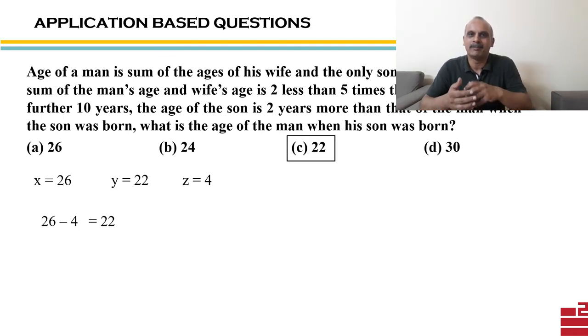So this question had many twists and turns. First of all, we had to form 3 equations, and I believe that it was a little tricky to form the third equation. And even if you could form the third equation, you had to eliminate the variables to get the values of x, y and z, and then finally if you got x, y and z like this, some of the students are likely to mark 26 as the answer because that's the age of the man. But question is, find the age of man when son was born, and that is 22.